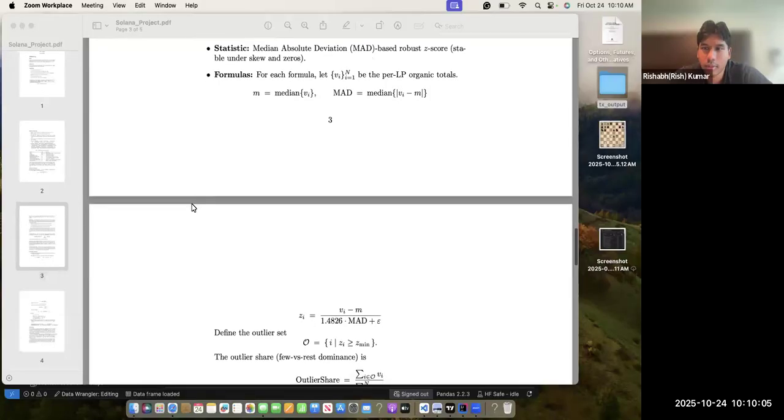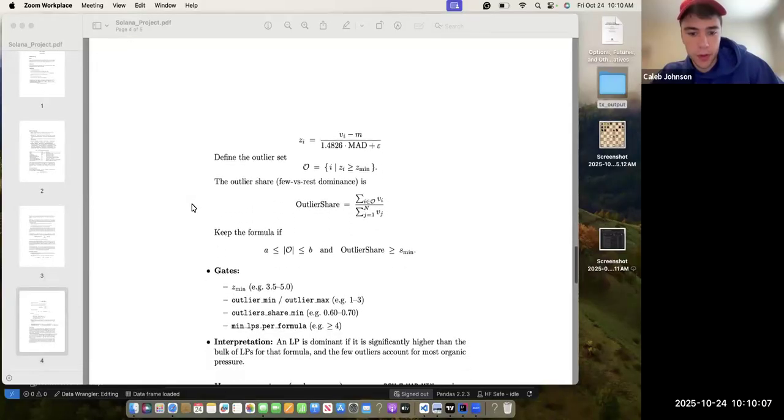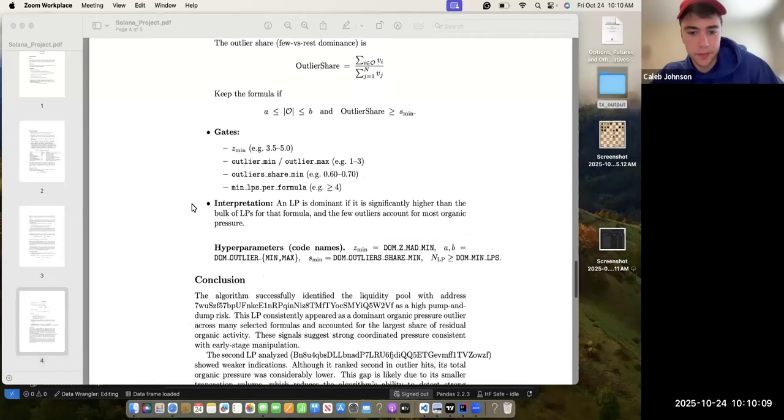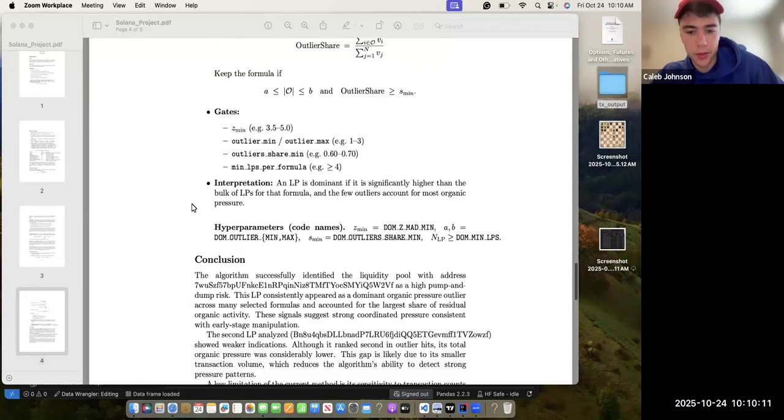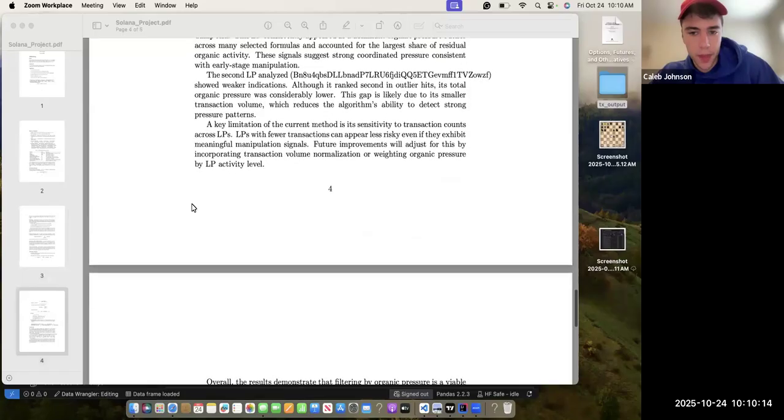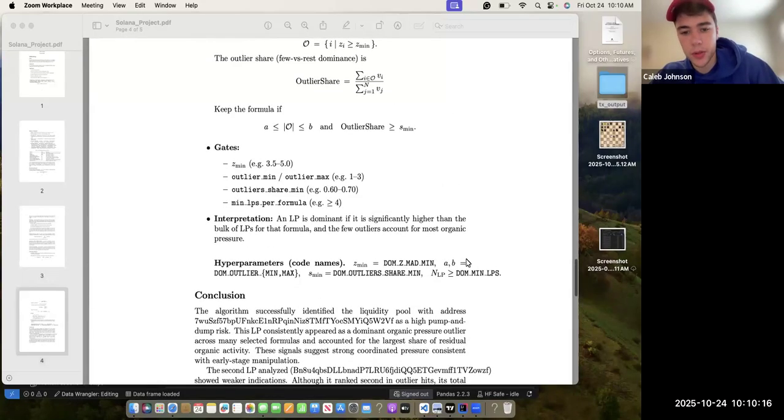Outliers in your classification? Yeah. So I'll get to my conclusion here, actually. And yeah, you can tune some of these hyperparameters.